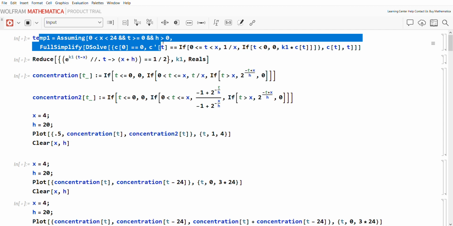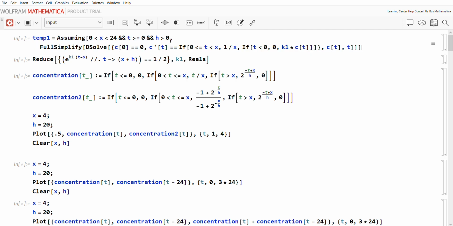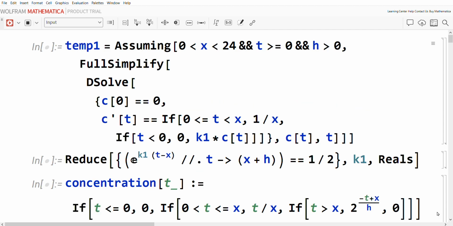So this first cell here, what this is, temp 1, is going to be solving a differential equation. It's desolve, which is solve a differential equation. Let me make this bigger. Too big. Okay, try that. So temp 1 is this.